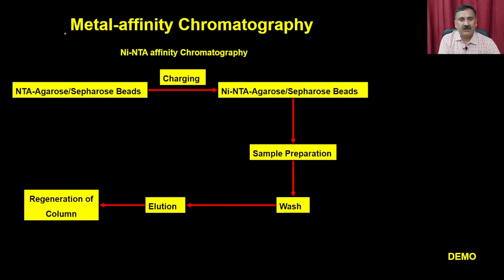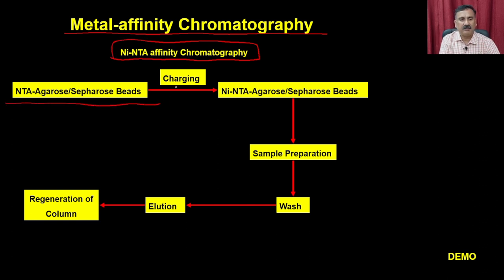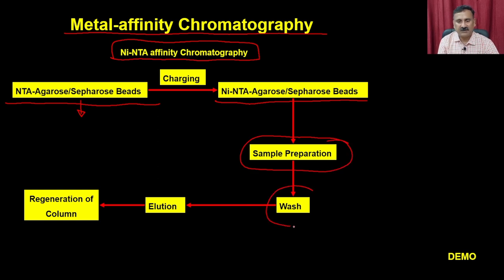Then you could also use another affinity chromatography, which is called metal affinity chromatography. In metal affinity chromatography, we are going to discuss nickel NTA affinity chromatography. First, you have to prepare the column with the help of a step called the charging step. The nickel NTA you are going to get from the vendors is a plain column. So you're going to get NTA agarose or Sepharose beads. Then within the charging step, you're going to first load the metals onto these beads. Then you're going to load the sample, and then you are going to have the washing steps.